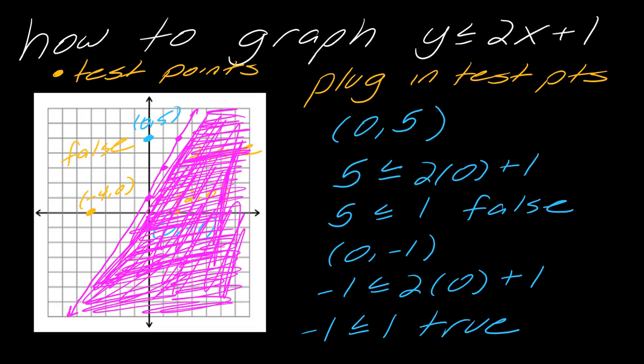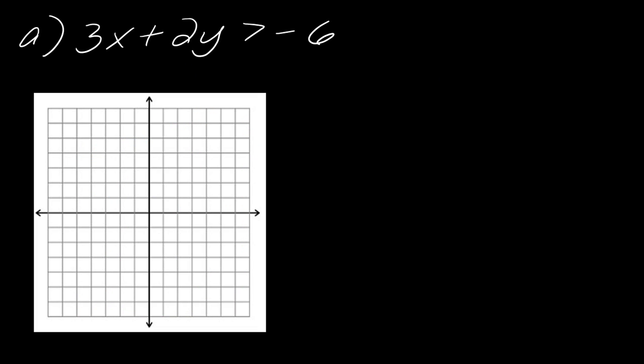All right, so let's take a look at a couple more of these. So I'll walk you through another one. This is going to be a little more typical of what you see in these types of problems. So this is 3x plus 2y is greater than -6. Okay, so notice first of all, this is not in slope-intercept form. This is in standard form. So I probably want to manipulate this a little bit.